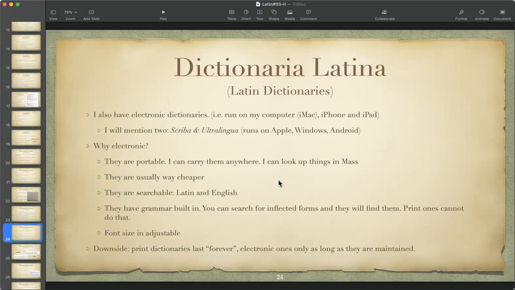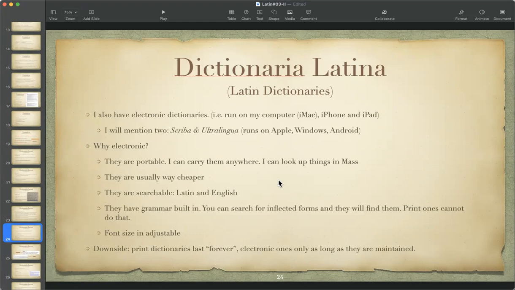For example, if you were looking up femina, but let's say you came across the word in the form feminarum, and you said, oh, I have no idea what the word is. And you look up feminarum in a printed dictionary, it's not there. It's under the entry of femina. So if you didn't know that feminarum is the plural genitive of femina, you're out of luck. Well, the electronic ones generally have the grammar built in, and you can search for inflected forms and they will find them. Not so much for nouns, but for verbs, this is very, very handy.